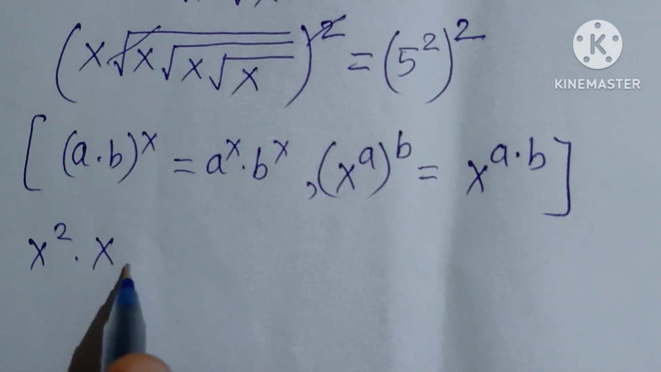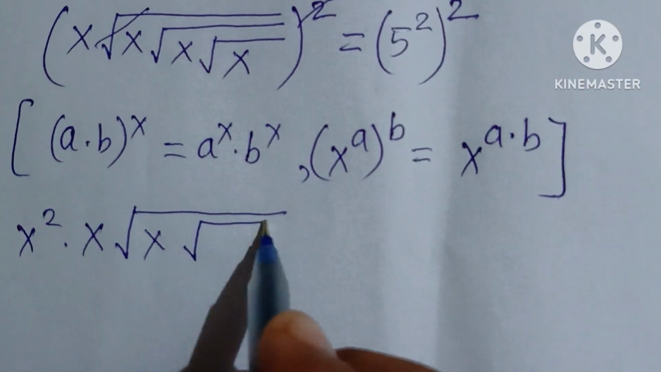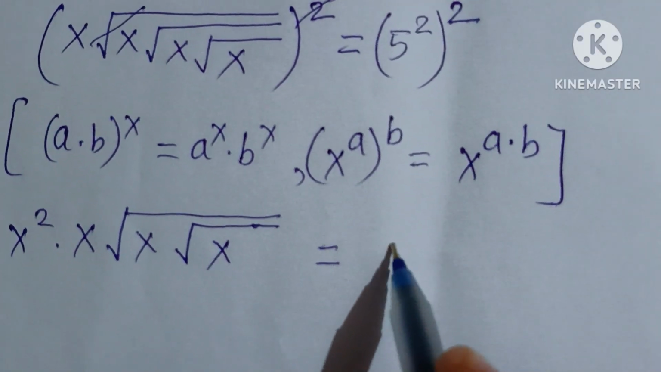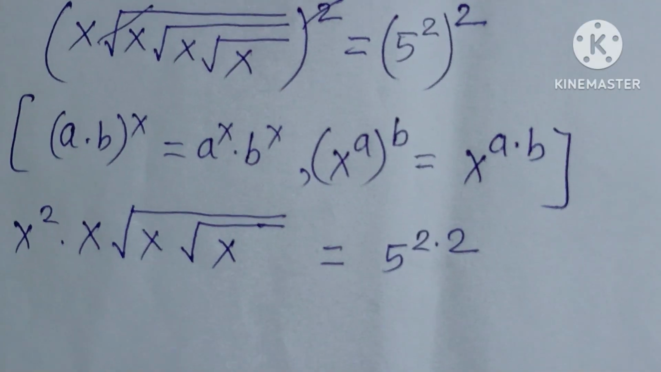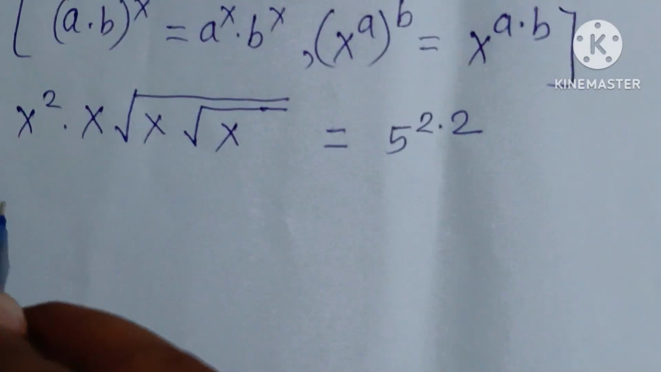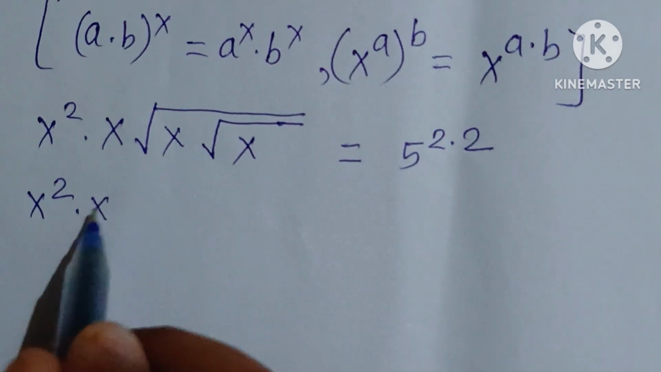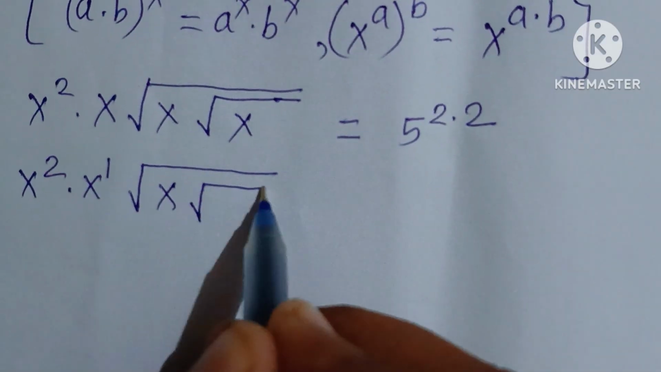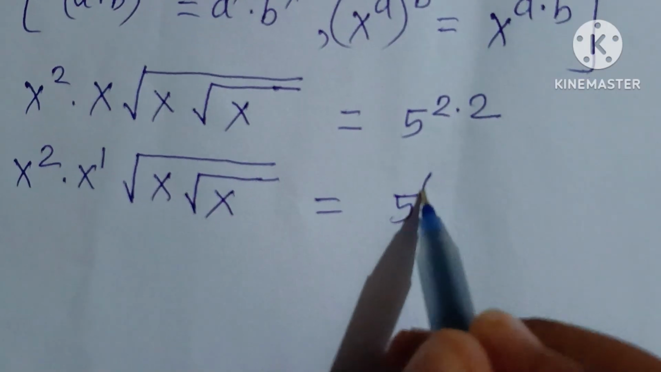So x under root x under root x equal to 5 square into 2, equal to x square into x raised to power 1 under root x under root x equal to 5 raised to power 4.